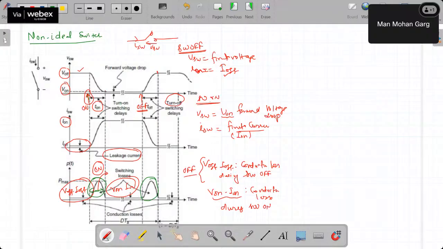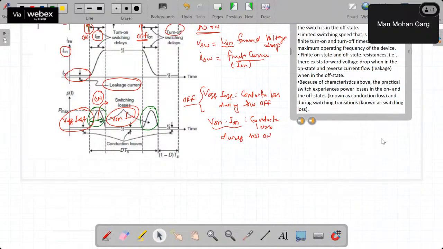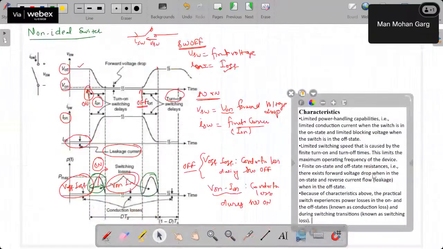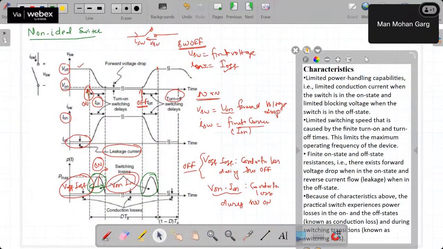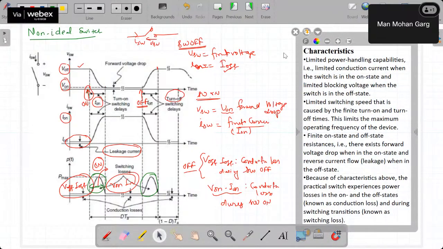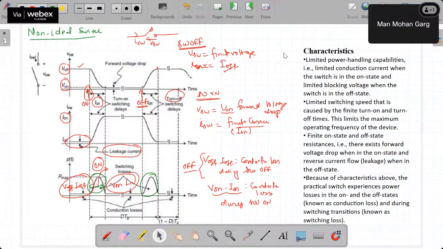So let's summarize the things for a non-ideal switch. Let us summarize the characteristics. Limited power handling capability, that is limited conduction current when the switch is on, and limited blocking capability when the switch is off. So that is obvious. No device can carry any amount of current, and no device can block any amount of voltage.